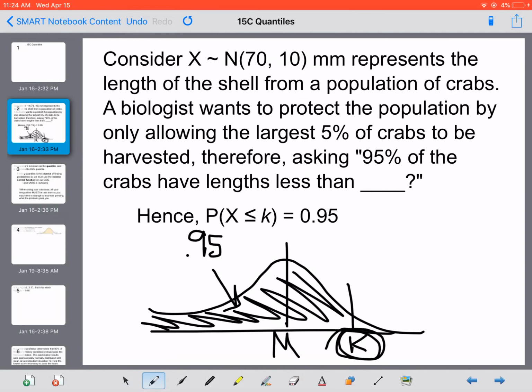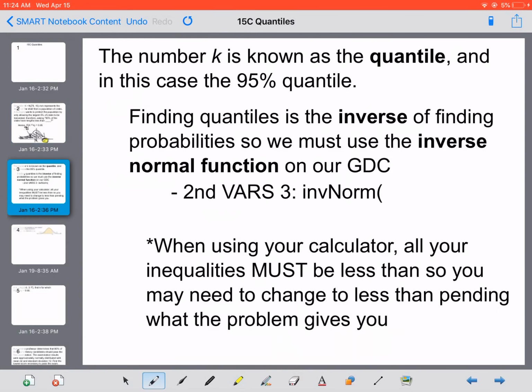So in all of the problems previously that we've been learning, we knew k, and we were trying to find our percentage. But now I'm giving you the percentage, and I'm going to be asking you to find k. So we're going to be doing essentially the inverse, and that inverse is called your quantile. So your quantile is that k, and in this case it's the 95th percent quantile. So finding the quantiles is just doing the inverse.